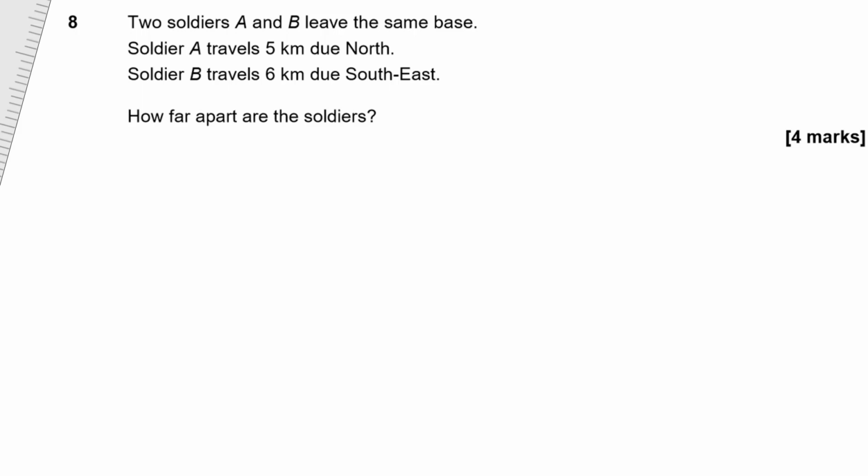Question 8. Two soldiers A and B leave the same base. Soldier A travels 5 kilometers due north. Soldier B travels 6 kilometers due southeast. How far apart are the soldiers?